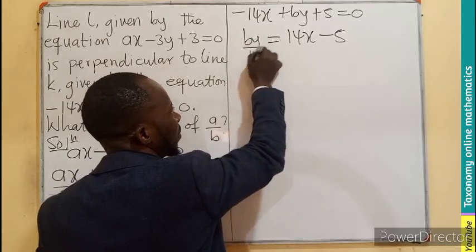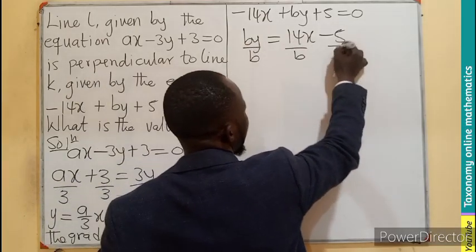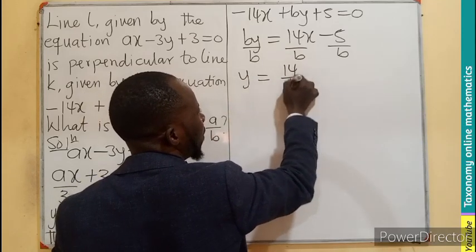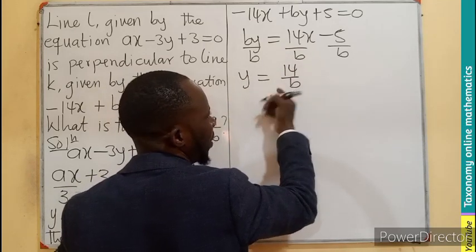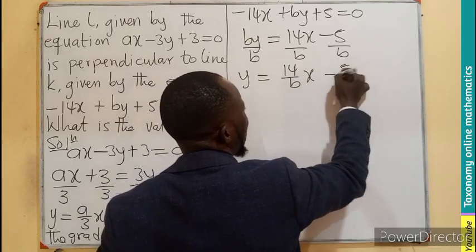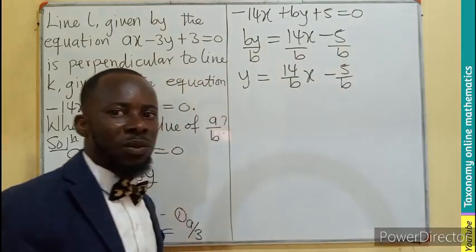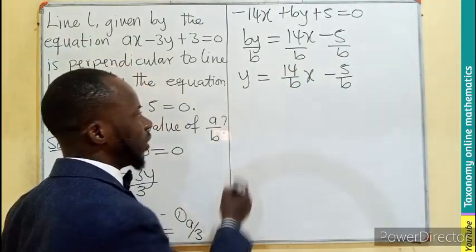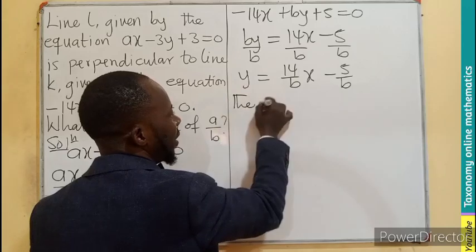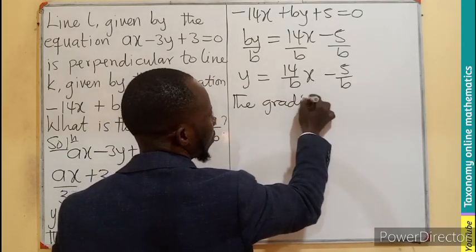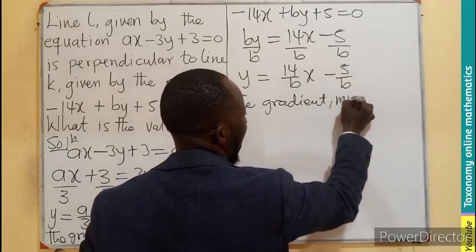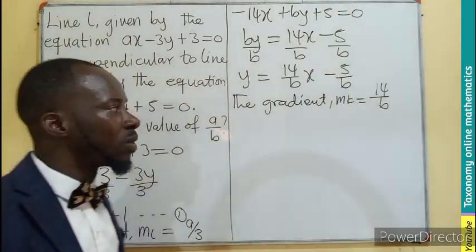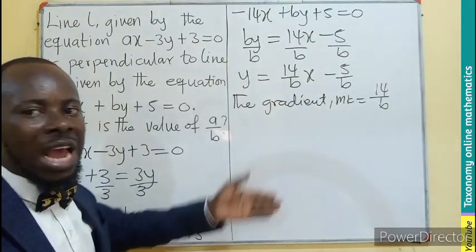So let's divide by b, meaning y will be equal to 14 over b x minus 5 over b. We can see clearly from here also that the coefficient of x is going to be the gradient. So the gradient, in this case MK, is just going to be 14 over b. So we know the gradient of the two lines now.